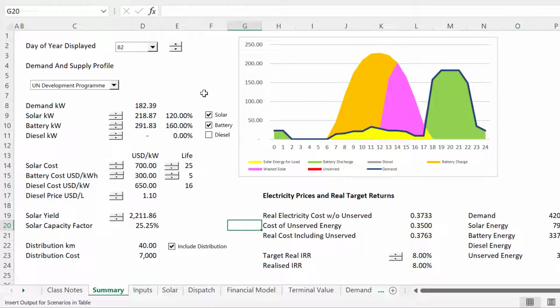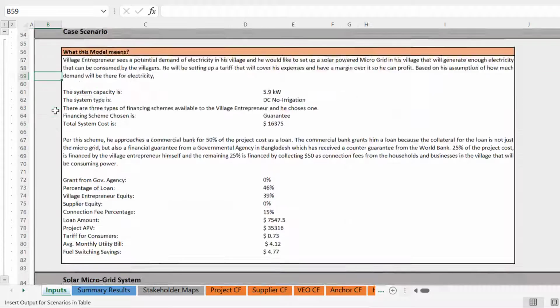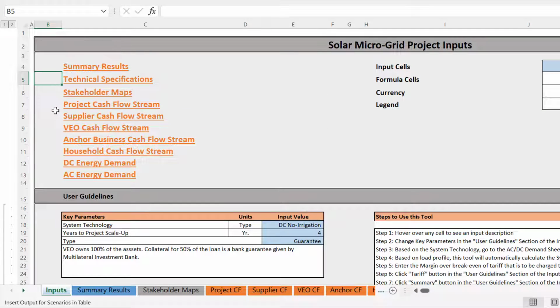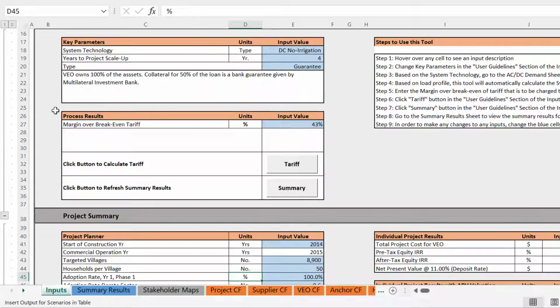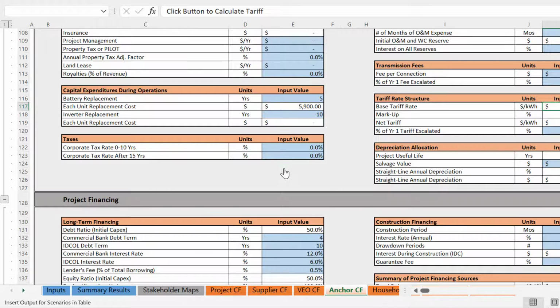I'm a little bit afraid that when I'm opening another model, it's going to mess me up. Okay, so this is good. Nice little thing. This is a solar mini grid. Okay, and we have a tariff, and we have to press a button to calculate that tariff. And I guess this summary results. What does this do? Oh God, I have no idea what it's doing. Oh no.